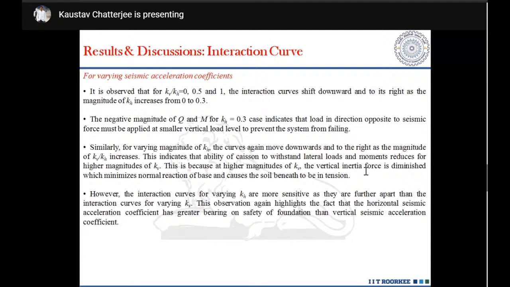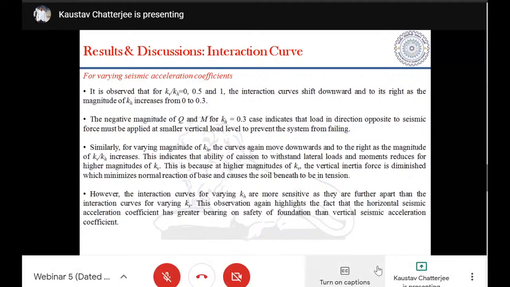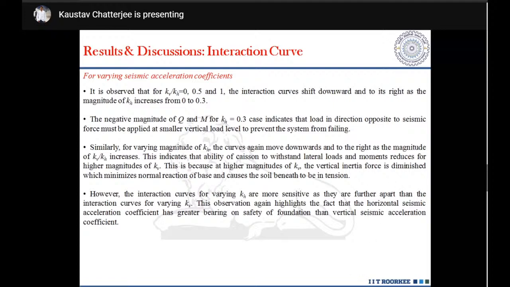Similarly, for varying magnitude of kh, the curves again move downwards and to the right as the magnitude of kV by kh increases. This indicates the ability of the caisson to withstand the lateral load and moment has reduced for the higher magnitudes of kV. This is because at higher magnitude of kV, the vertical inertia force is diminished, which minimizes the normal reaction and causes the soil below to be in tension.